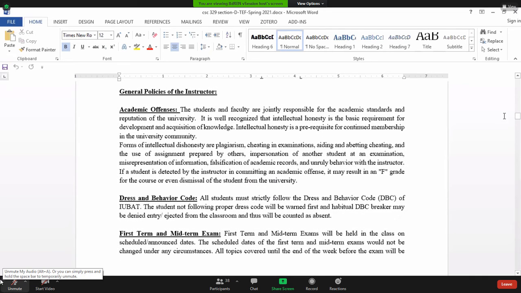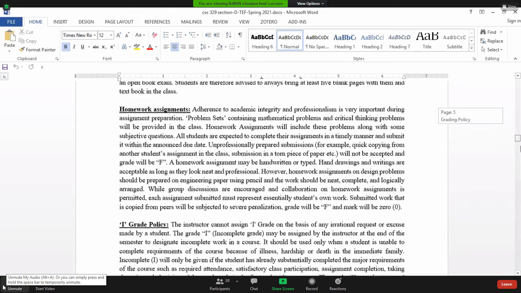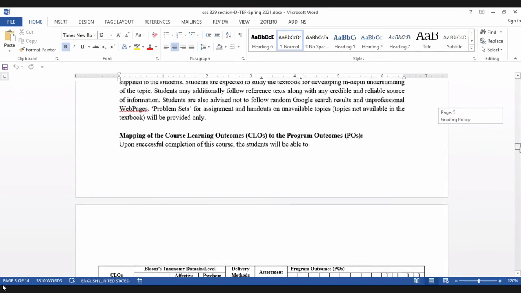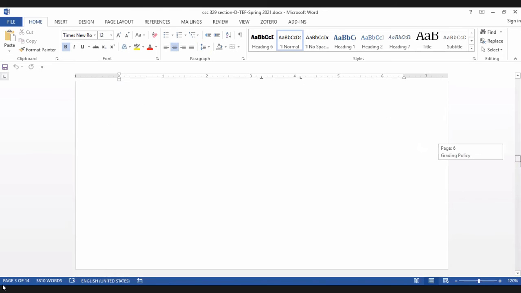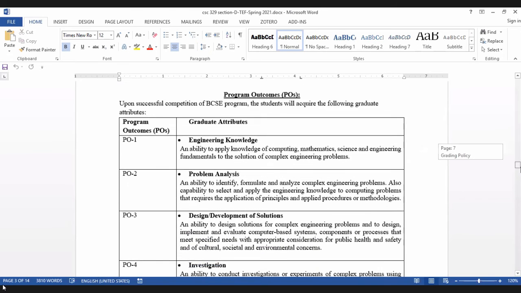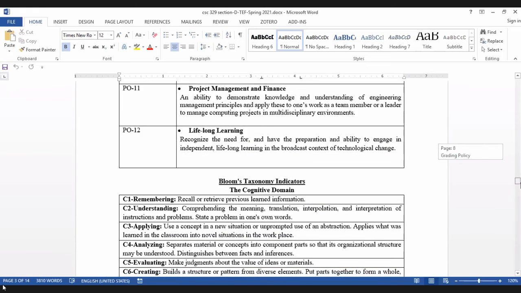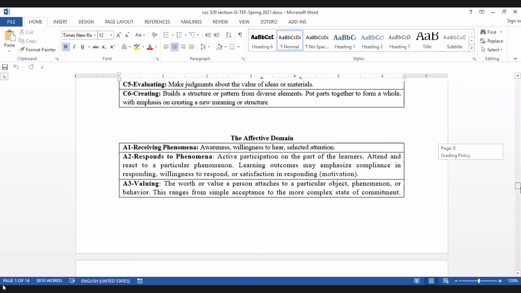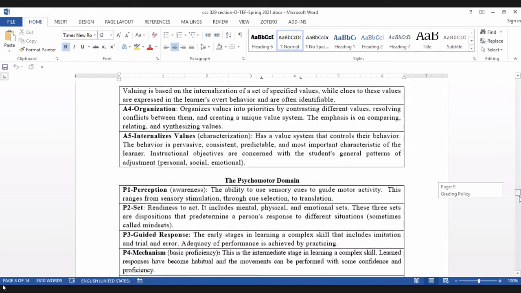This is the academic offense policy. You will read it. I can give you homework, exercise, or anything. This is our course outcome and program outcome mapping. These are our program outcomes. For engineering, there are 12 program outcomes. These are Bloom's taxonomy. These are the affective domain. If you don't understand, no problem. This is not for you.